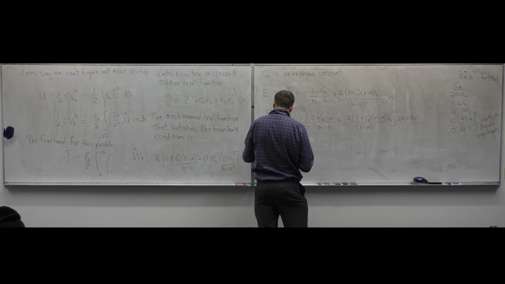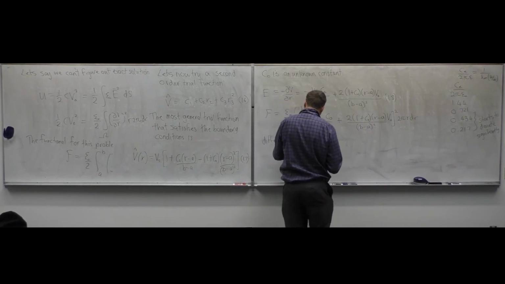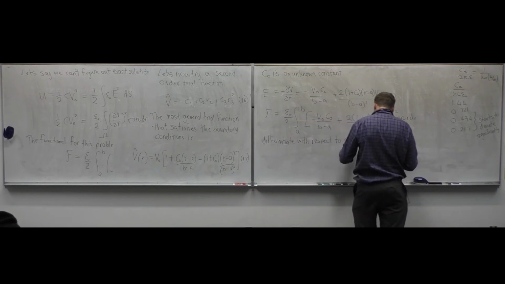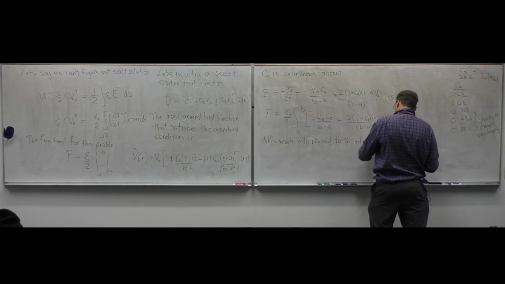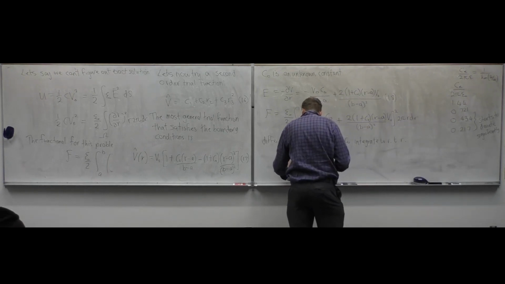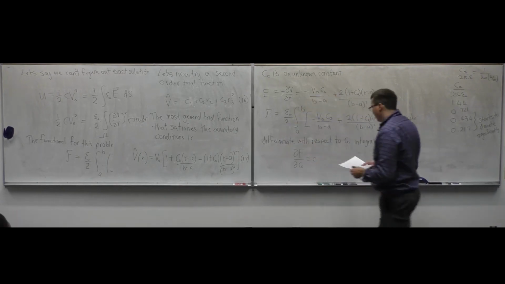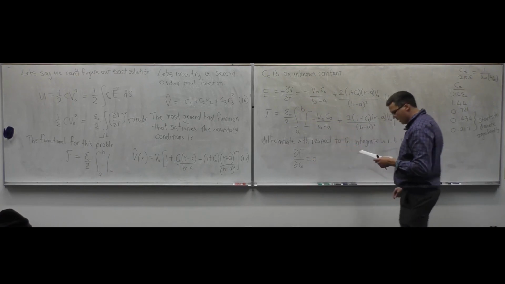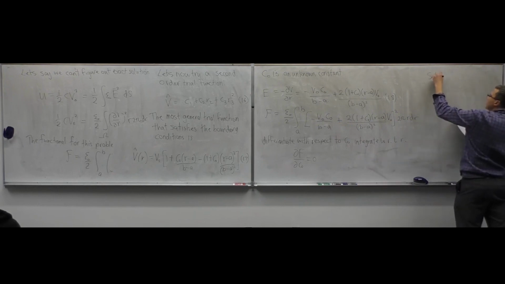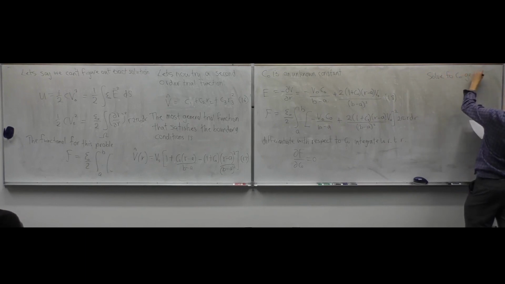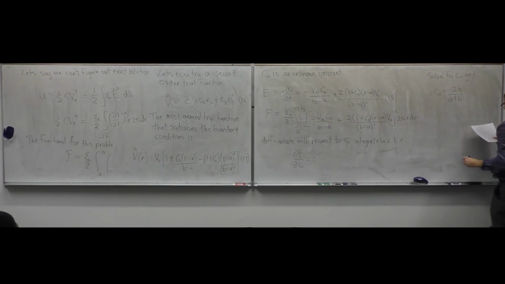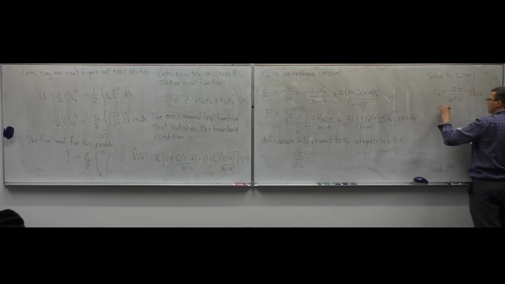So differentiate with respect to C naught, and then integrate with respect to R, and then you set it equal to 0. Okay, so you solve this, and I'm going to give you the answer. Solve for C naught, and you get that C naught is equal to minus 2B over (A plus B). So this gives the minimum.